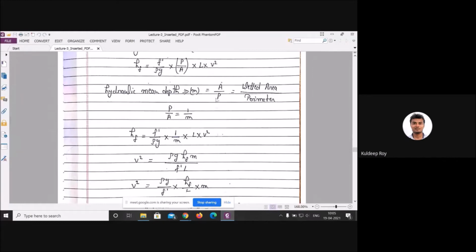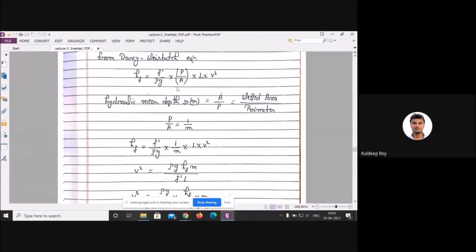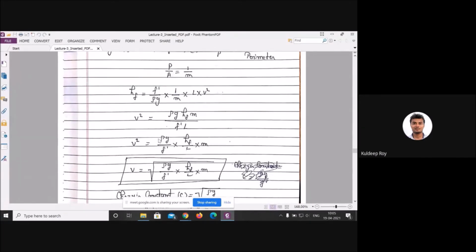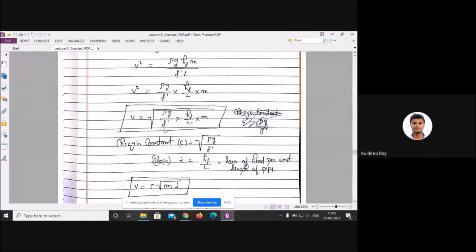Now you have to derive for P by A, then P by A equals 1 by M, just the inverse. Just put this value here and you can easily determine your velocity term. V square will be this, and you have to apply the square root. This whole term you have to take as the Chezy constant C. This will be the value of C. And this value is the loss of head per unit length of the pipe.